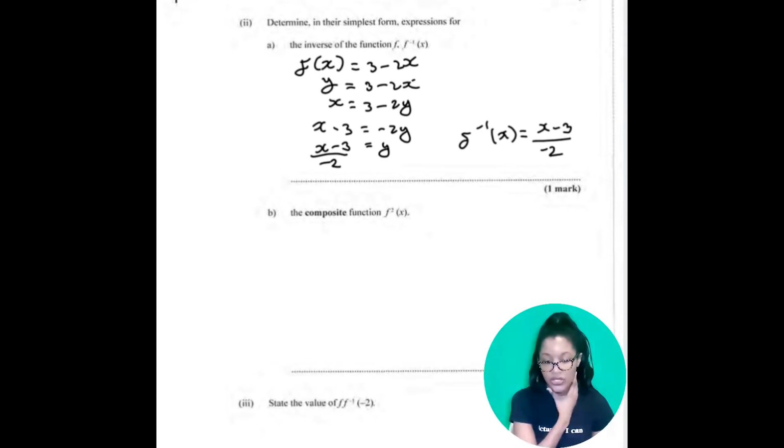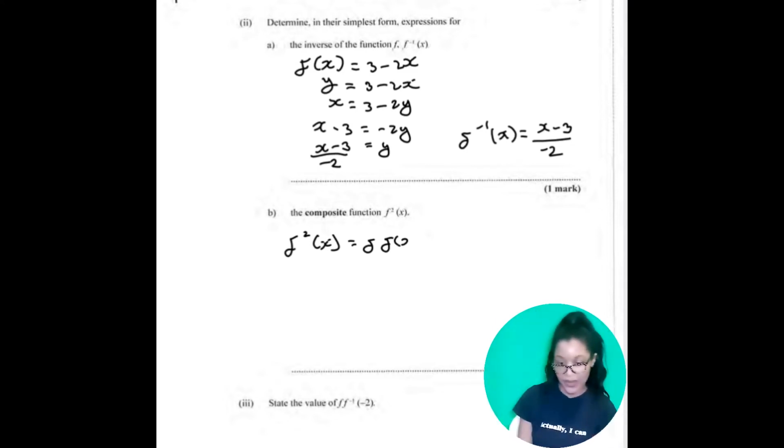The composite function f squared of x. So we get f squared of x is equal to the composite function f of f of x. So we substitute f of x into f of x. I'm going to show you how to do that.